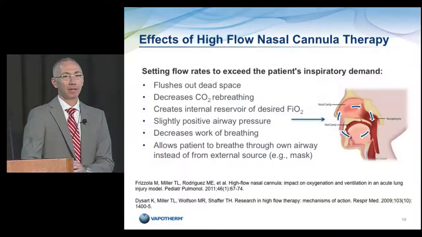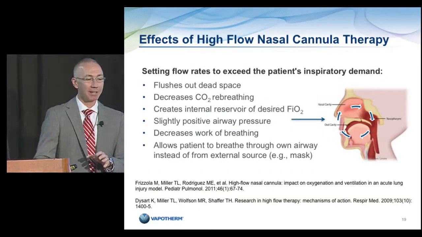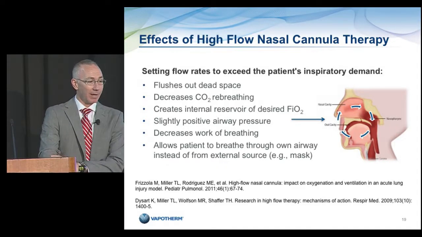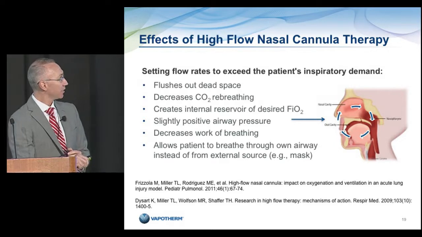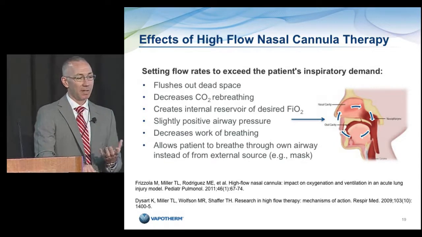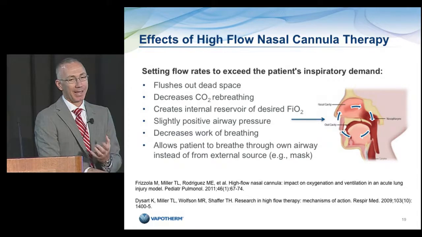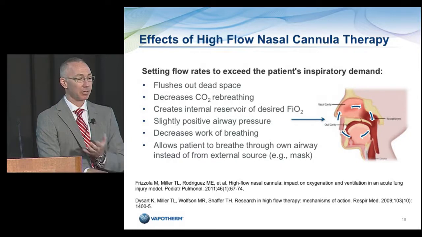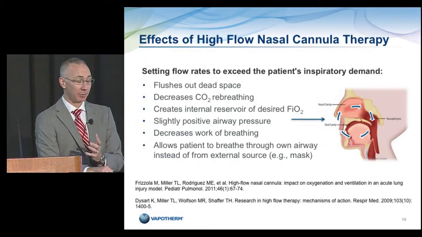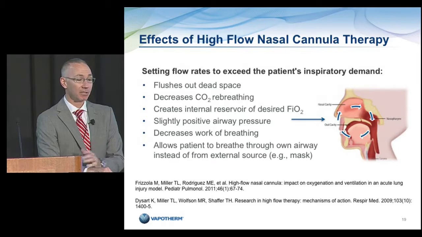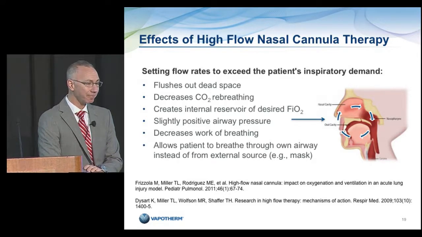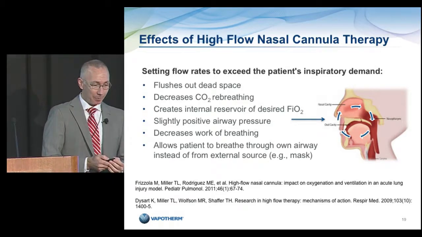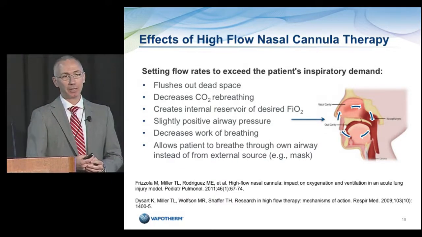It consists of introducing conditioned gas at very high flow into the nasopharynx through a nasal cannula. And what it does is it flushes the anatomical dead space and creates a gas reservoir that is CO2 poor. So you are essentially purging the CO2 from that anatomical dead space, and it creates also a reservoir for oxygen. There is a slight positive pressure that is generated during high-flow therapy, but that pressure is really not sufficient to be clinically relevant.